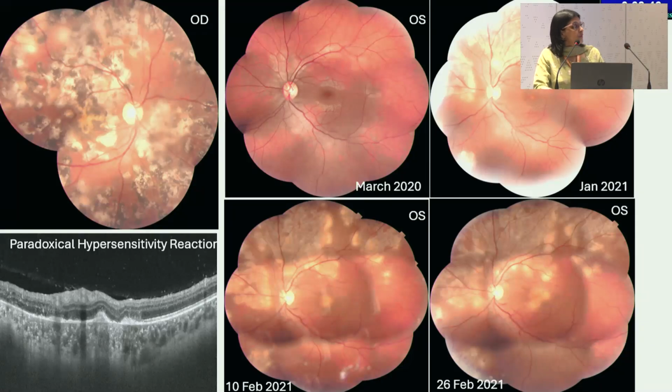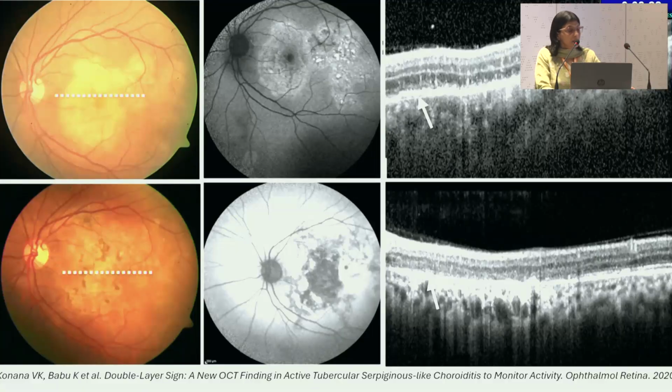Another important phenotype which we see in our part of the world is what we call a serpiginous-like choroiditis, and it is very characteristic. You have these multifocal lesions and some are confluent, and you see pigment hyperplasia, and you also see a paradoxical reaction, and OCT is very characteristic. You see the splitting of the RPE from the Bruch's membrane, and this is what we call the double layer sign. And here we use the autofluorescence and OCT to monitor the activity in these patients.